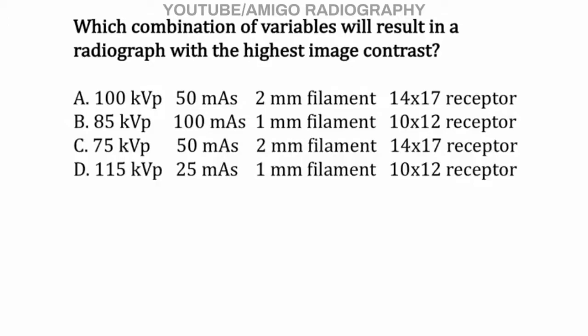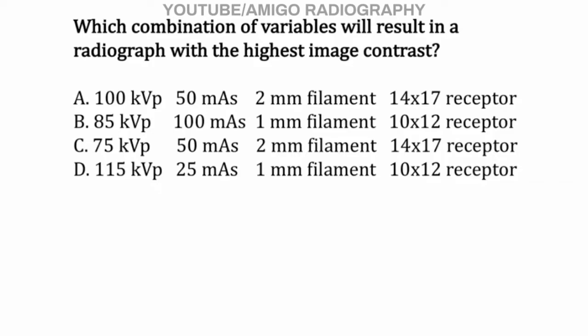When we talk about image quality, here are the four main areas that we're concerned with: receptor exposure, contrast, spatial resolution, and distortion. So let's look at a few practice problems that require that we put all of this knowledge together and answer certain questions. Here's question number 1. Which combination of variables will result in a radiograph with the highest image contrast?